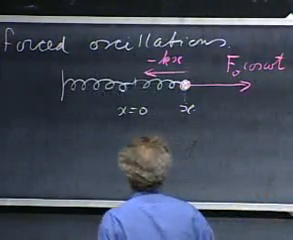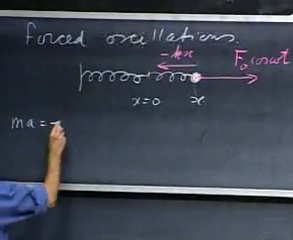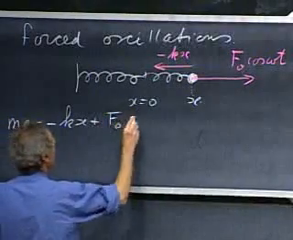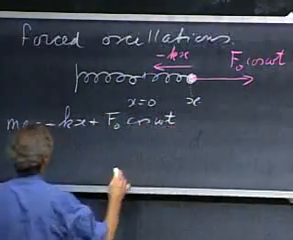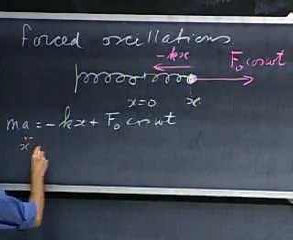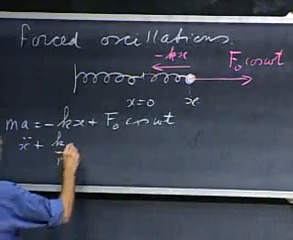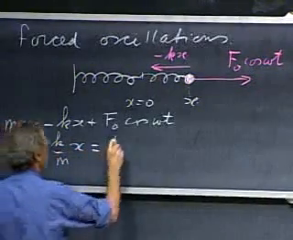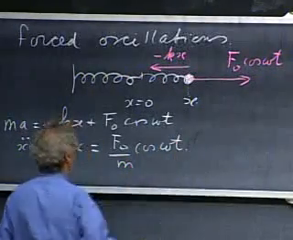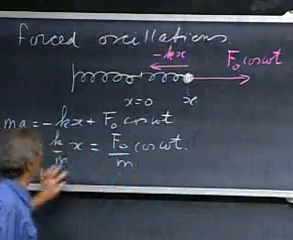Well, we have Newton's second law, ma equals minus kx plus that force, F0 cosine omega t. a is x double dot. So I get x double dot plus, I bring this in, k over m times x equals F0 divided by m times the cosine omega t. Now the question is, what is the solution to this differential equation?